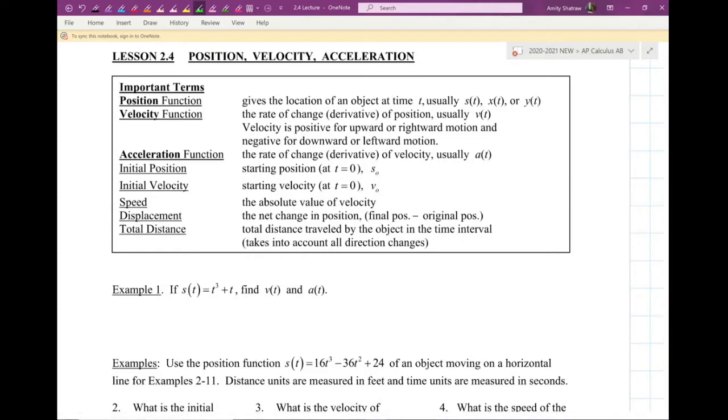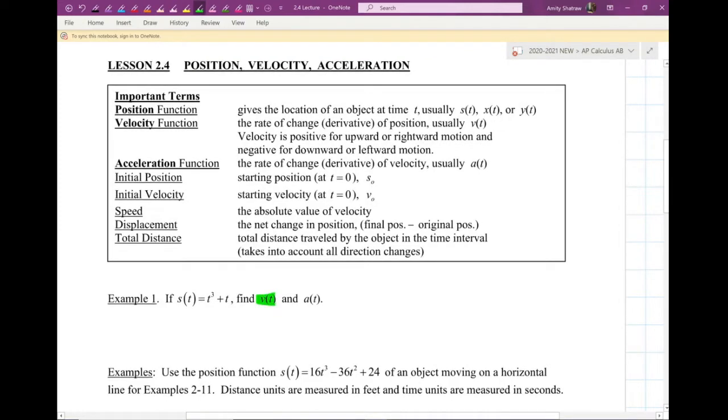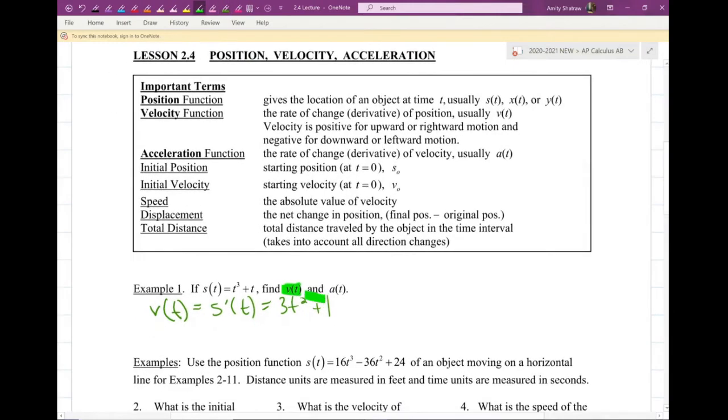So for example, if s of t is equal to t cubed plus t, and I want to find the velocity, I'm going to make sure that I state that the velocity is equal to the derivative of the position function. And so the derivative of t cubed is 3t squared, and the derivative of t is 1. And so now I have my velocity function. And then if I want to find the acceleration, I will state that the acceleration is going to be found by taking the second derivative. And here we have the derivative of 3t squared is a 6t, and then plus a 1.